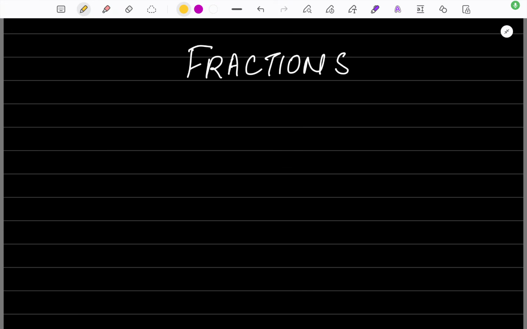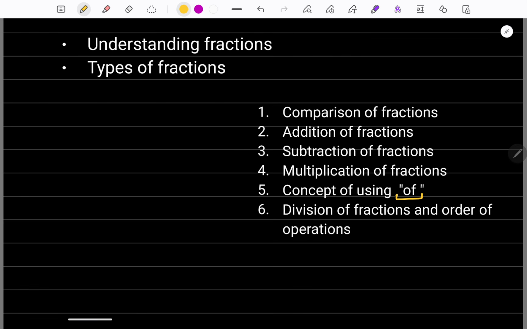Today we will be starting a new chapter, that is the chapter of fractions. Like we always do, before starting the chapter, let me take you briefly through what all we are going to learn. In today's lesson, we will learn what are fractions and different kinds of fractions. In part 2, which will be covered in the second video, we will compare different kinds of fractions.